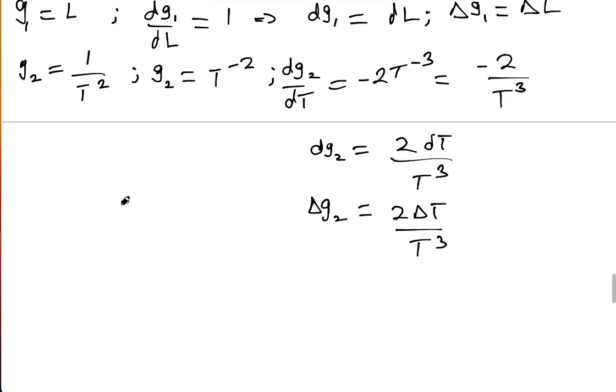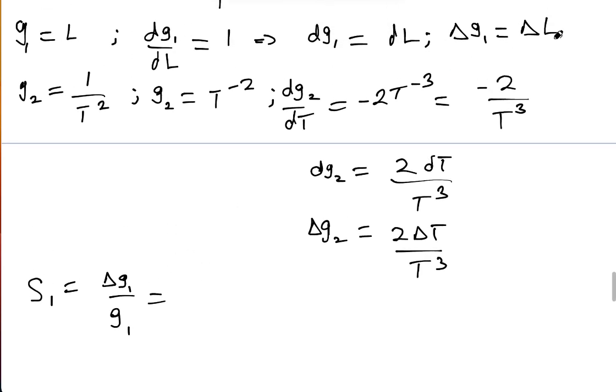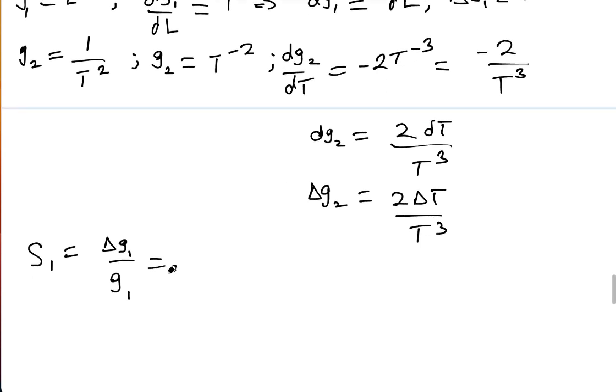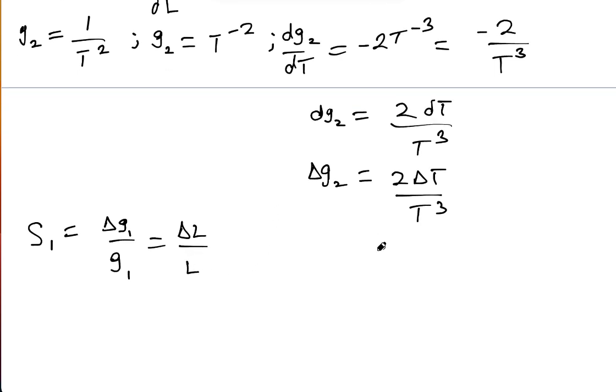Now, what's the next thing we need to do? We need to find our S1. Our S1, like I've taught you, is simply the change in the first function over the actual first function. And what's the change in the first function according to what we have here? That is the change in L over the actual first function, which is G1, that is L. So you are done with that.